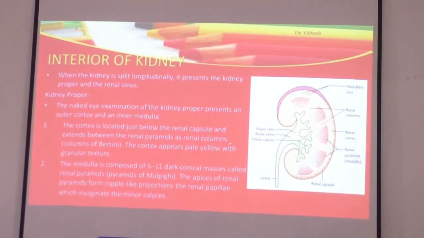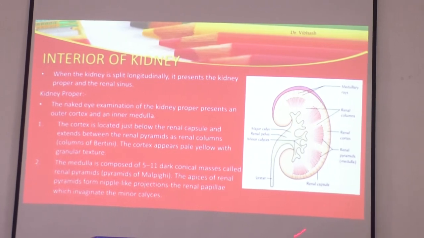The cortex is located just below the renal capsule. The outer covering is the true capsule or fibrous capsule. The cortex extends between the renal pyramids as renal columns. See, in between the pyramids, this cortex is entering inside. That is known as the renal columns of Bertin. The cortex appears pale yellow with granular texture. The medulla is composed of 5 to 11 dark conical masses called the renal pyramids, the pyramids of Malpighi. So these are the renal pyramids.